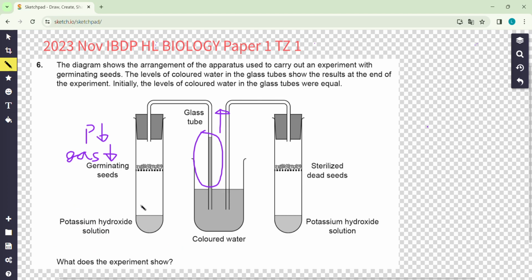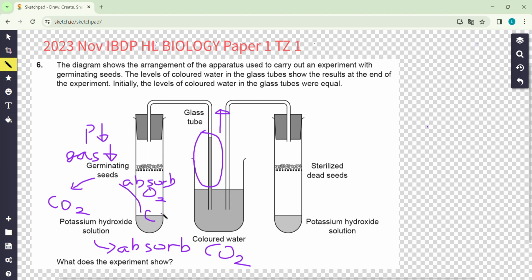So what's the use of potassium hydroxide? First, you have to remember it will absorb CO2. So in germination, you have two paths. Either it is anaerobic and just produces CO2, or it is aerobic, it absorbs O2 and produces CO2. So which one is possible?